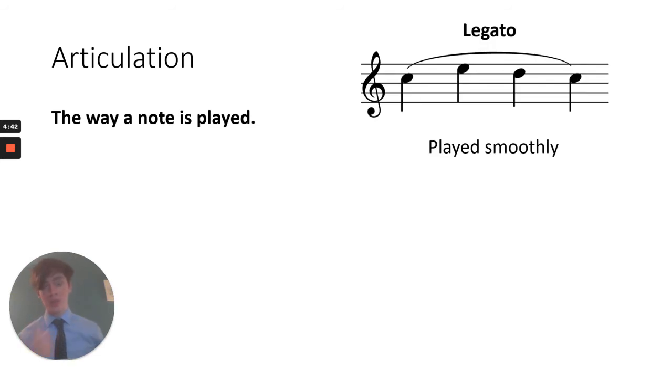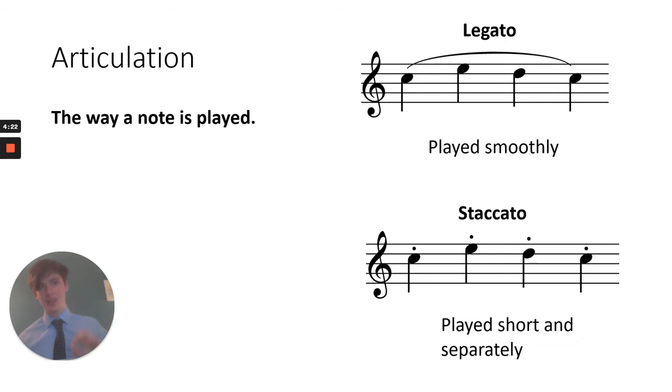For example, one kind of articulation is legato, which means to play notes smoothly and joined together with no gaps in between them. Just nice and smooth and joined together, and kind of the default for how we would play music. The opposite of legato is staccato, which means to play notes short and separately, with gaps in between them.